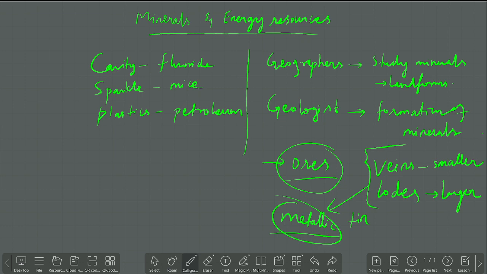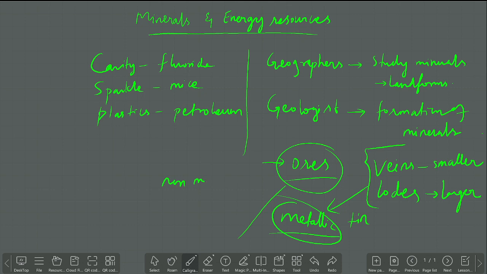Malleability: malleable means it can be converted into sheets. Ductile: which can be drawn as wires. Sonorous: it should make a ringing sound. All those things it has to have if it is a metallic mineral.